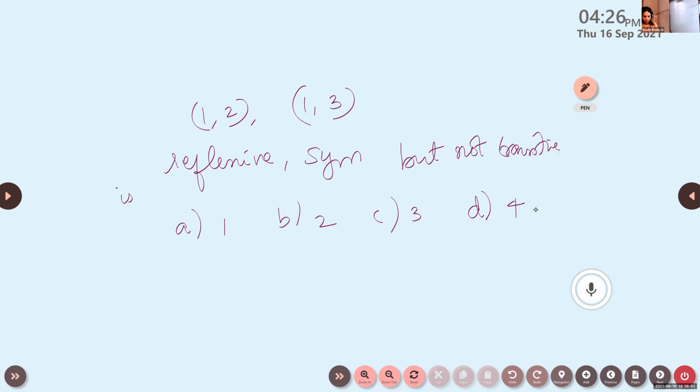The minimum number of ordered pairs to be added. A is this. R is given. Find the minimum number of ordered pairs to be added so that the relation will become reflexive, symmetric, but not transitive.